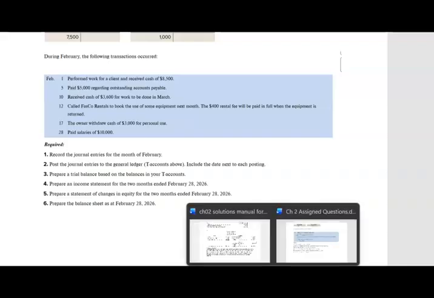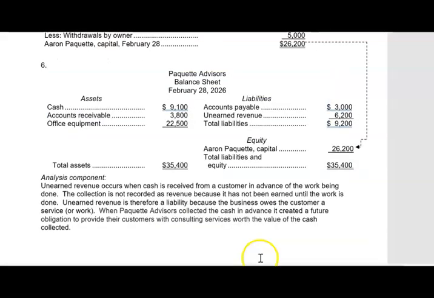Any questions on that? Oh, it did have an analysis question. I didn't copy that over though. Unearned revenue occurs when cash is received from a customer in advance of the work being done. The collection is not recorded as revenue, and we've talked about this before. It's a liability because the work either needs to be done or a refund needs to be given to the customer.